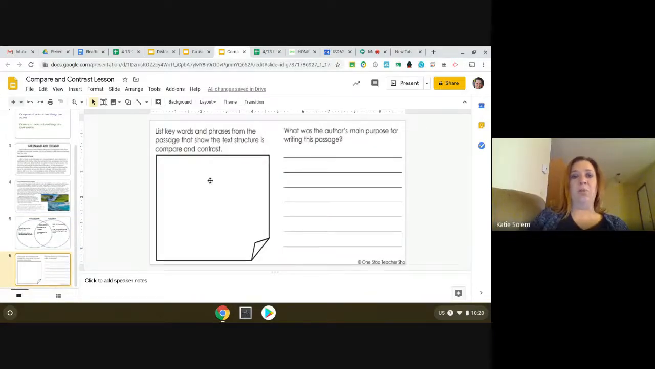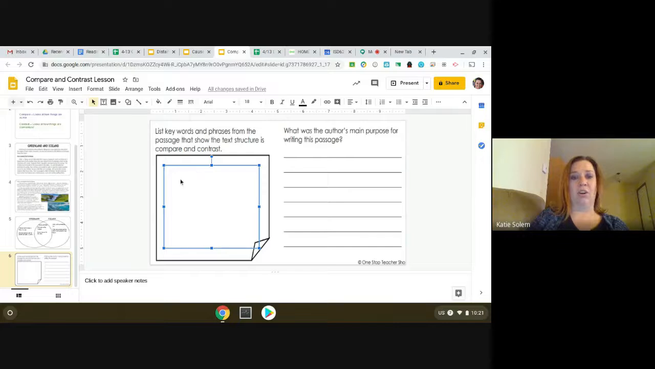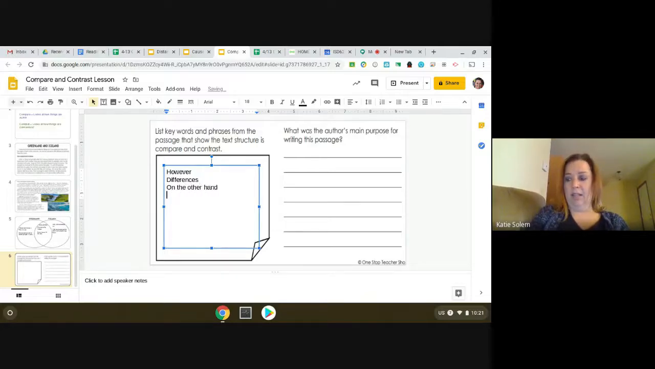Now, while I was reading the article, I was looking for words that helped show me that this was a compare and contrast article. I'm going to write down just a few of the examples that I found. I saw the word however, differences, on the other hand, and alike. Now, you may have found even more while I was reading. I'm just listing a few examples.